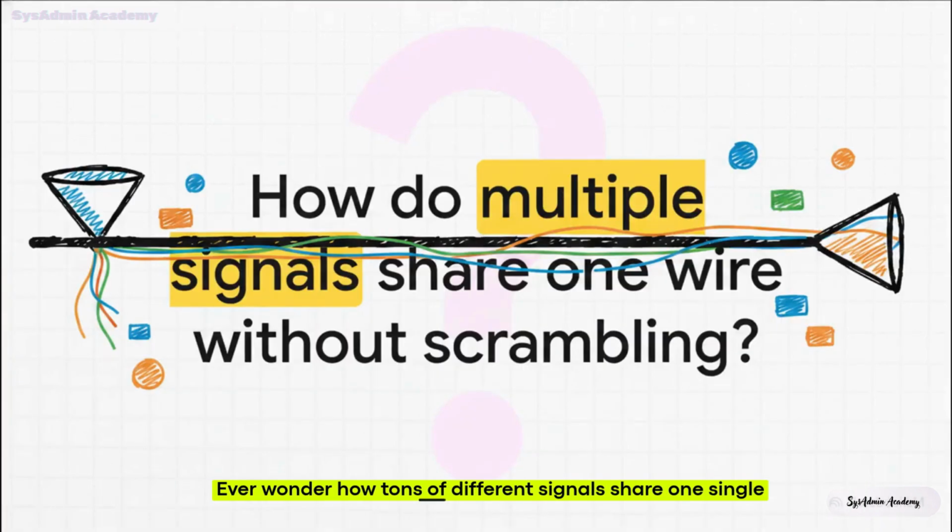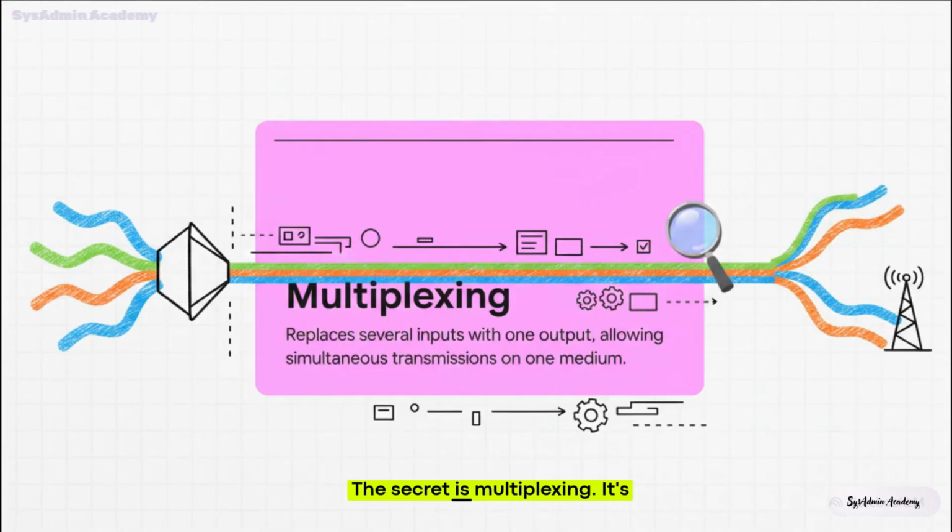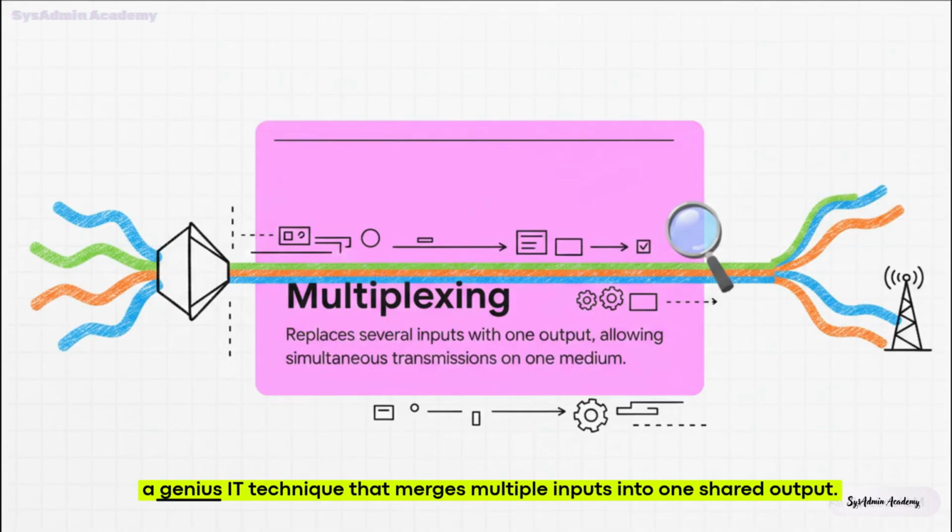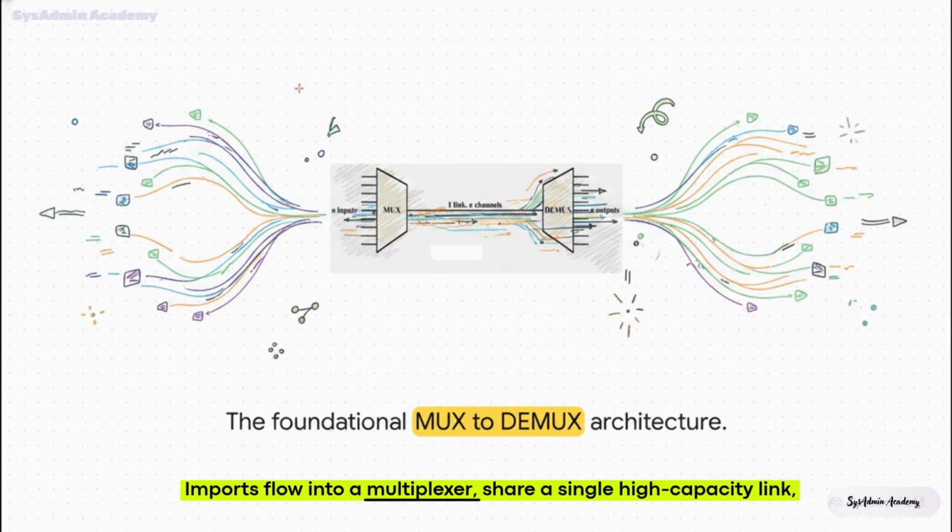Ever wonder how tons of different signals share one single network cable without just scrambling into total chaos? The secret is multiplexing. It's a genius IT technique that merges multiple inputs into one shared output. Inputs flow into a multiplexer, share a single high-capacity link, then neatly separate back out at the demultiplexer.